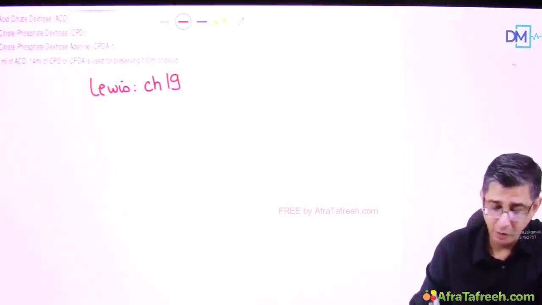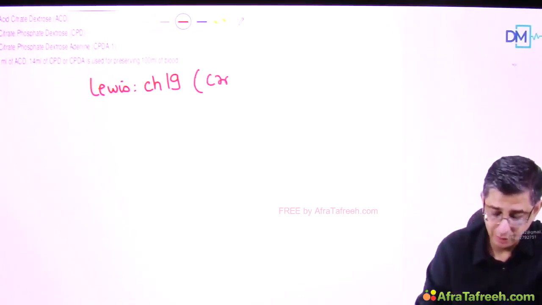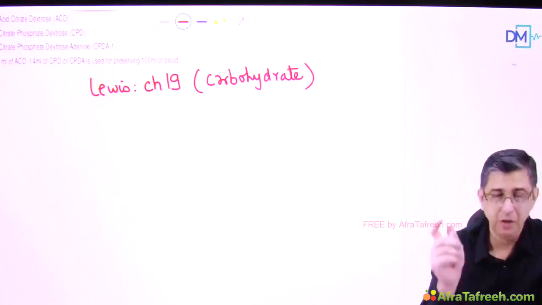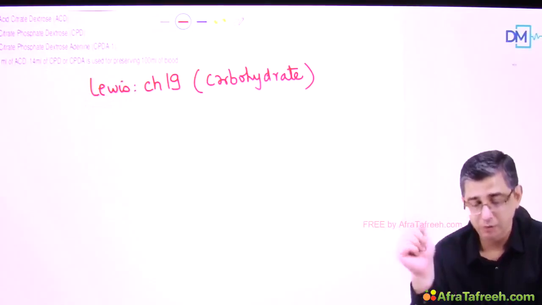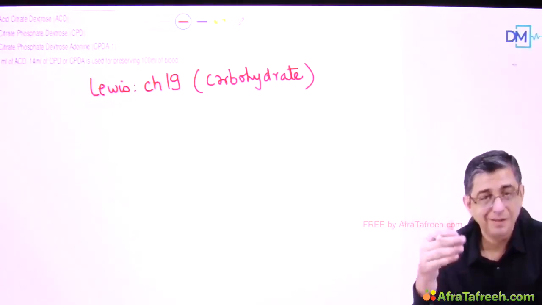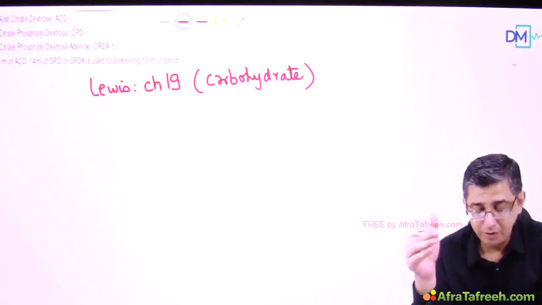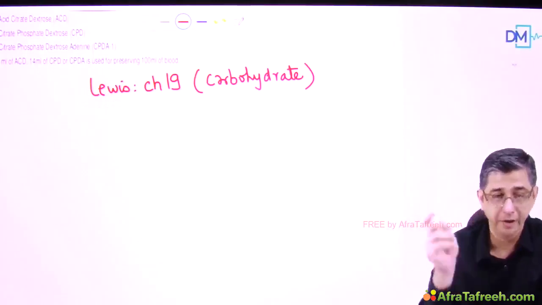Lewis antigen is a carbohydrate based antigen, and this is ascribed to chromosome number 19. So let's just revise the chromosomes again. For HLA it was chromosome 6, blood group is chromosome 9, that is ABO, which is codominant. Then for RH I said it is chromosome number 1, and for Lewis antigen carbohydrate it is chromosome number 19.